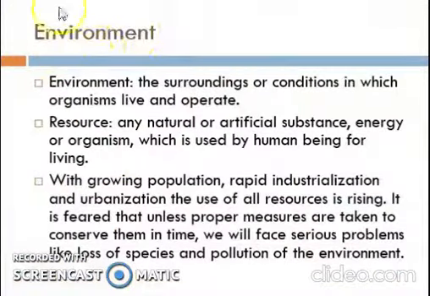We come to another topic, which is environment. Environment is the surrounding or condition in which organisms live and operate. The surrounding of an organism is an environment. Within this environment there are resources. So resource ምንላቸው any natural or artificial substance which is used by human being for living. So resource አለ in our environment.